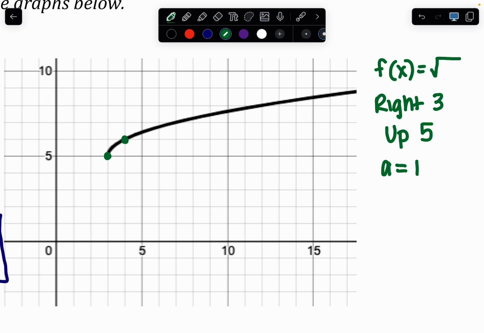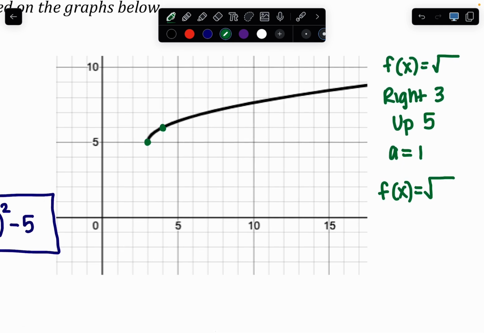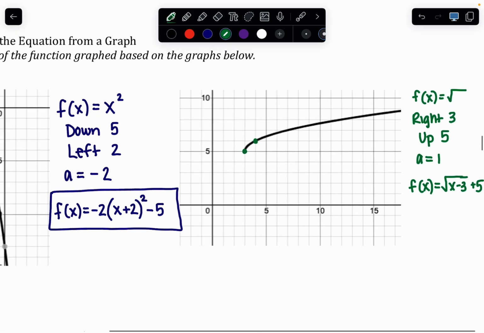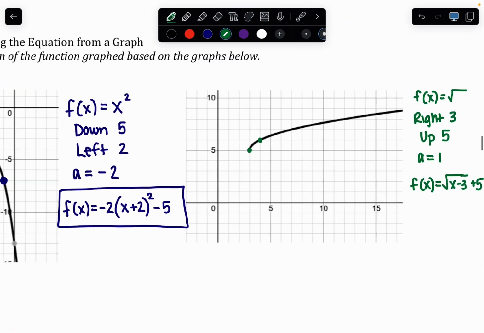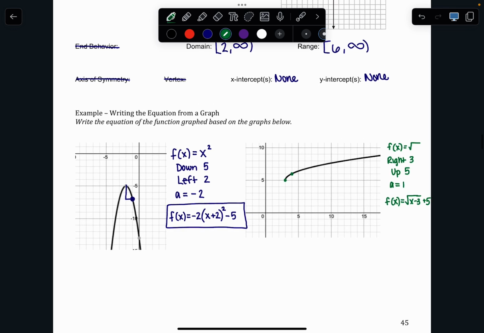No. So our equation here, f of x equals the square root. Is it going to be plus or minus 3? Minus. So x minus 3, and then plus 5. Make sure that plus 5 is outside of the radical. And pretend like you can see it on the board. Sorry, guys. Okay, any questions?